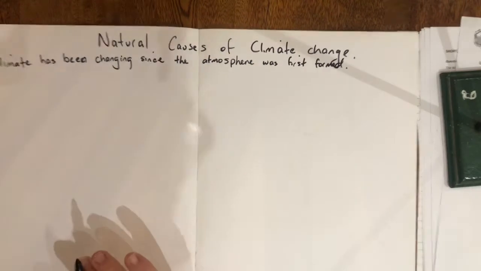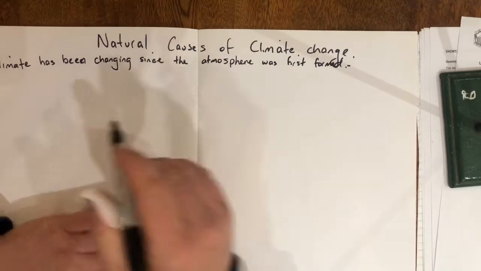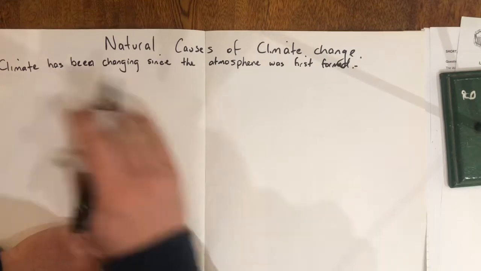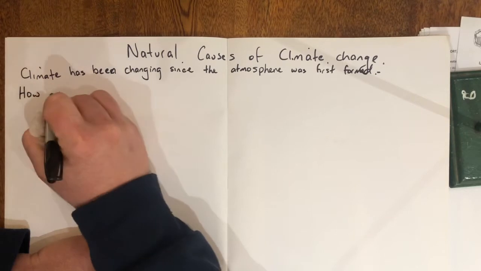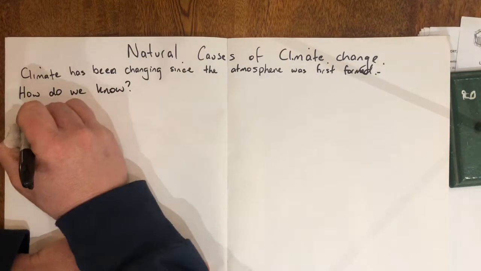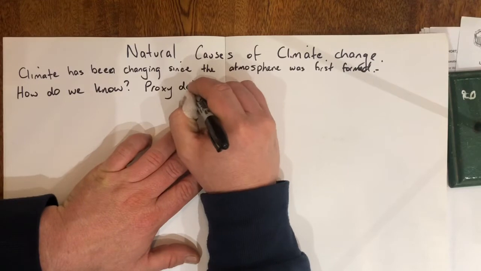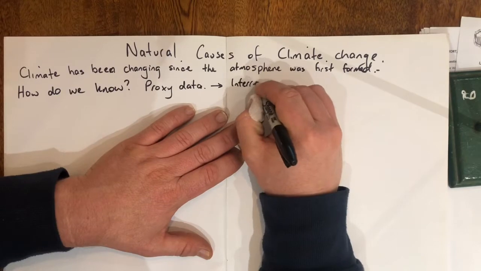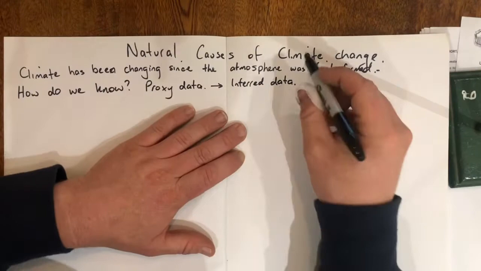Okay. So let's think about how we know about these changes. One of the ways that we know about any climate change is through proxy data. So proxy data is inferred data, information that we get from other sources.